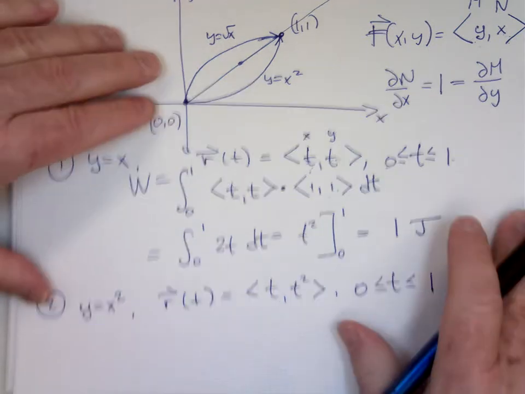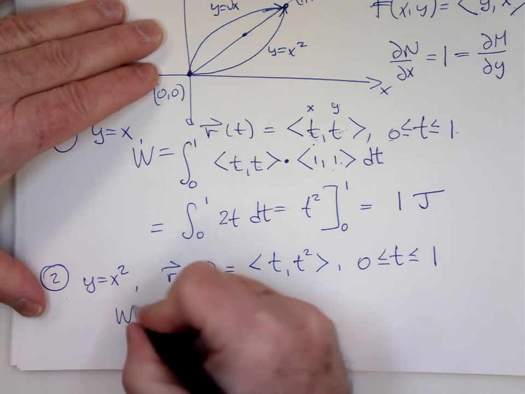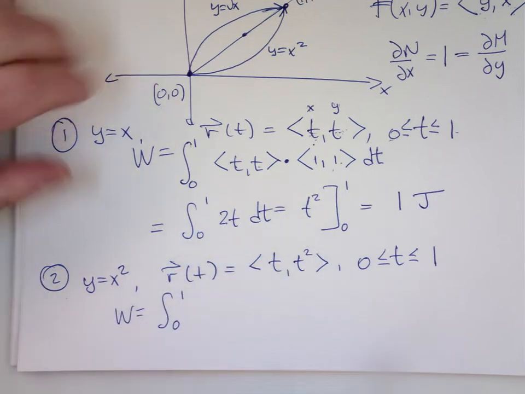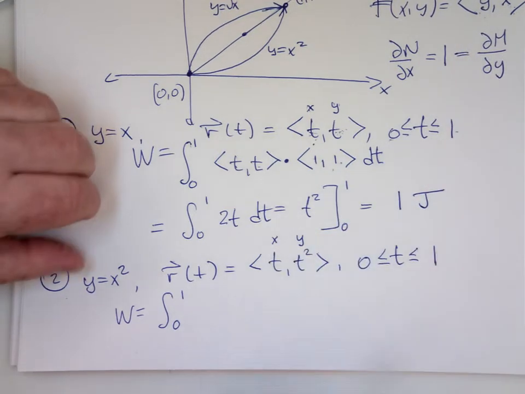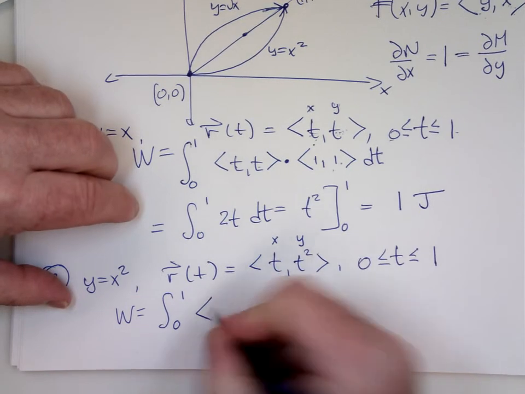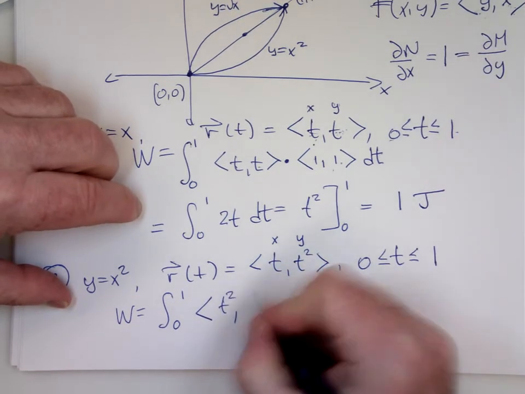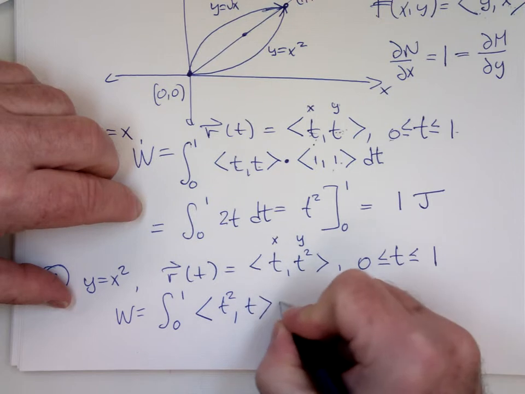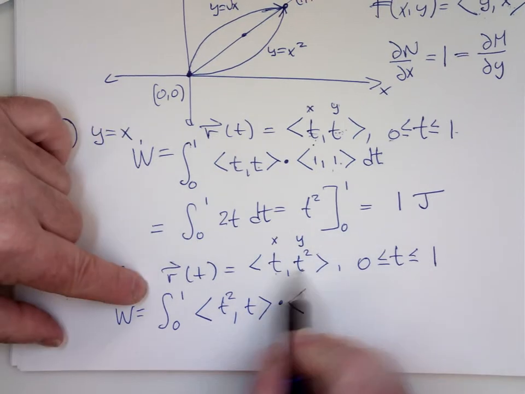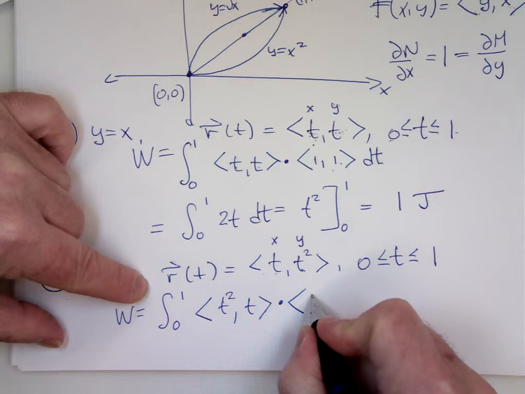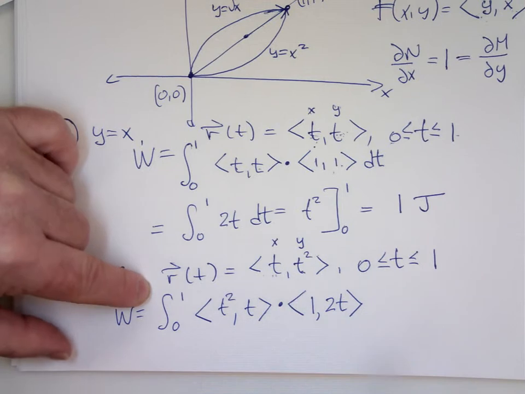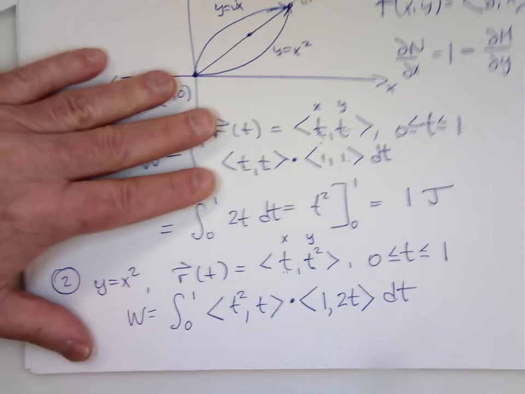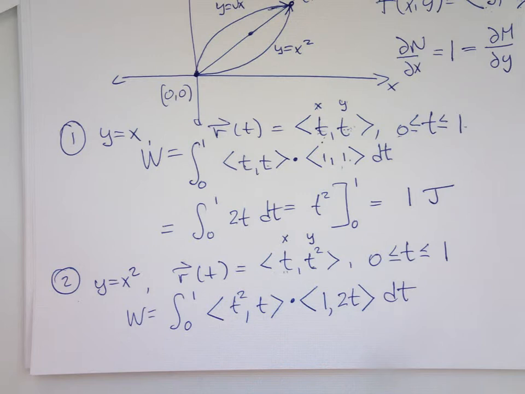The work is equal to the integral from 0 to 1. Now, what's our field? It's yx. This is x, this is y. So our field now is y, which is t squared, and x, which is t, dot r prime, which is 1, 2t. You take the derivative of each, dt. So now check it out. Make sure you check this out. Is that the other way around? 2t, comma 1? Let's see.